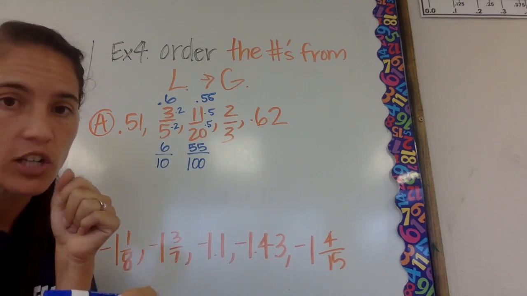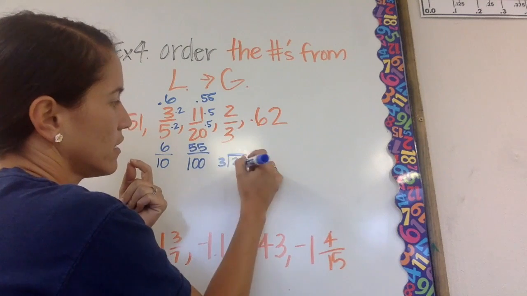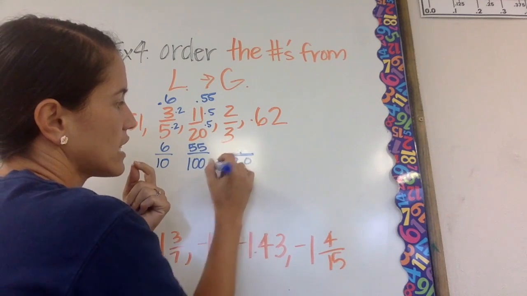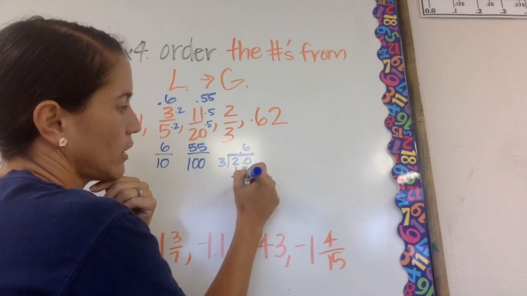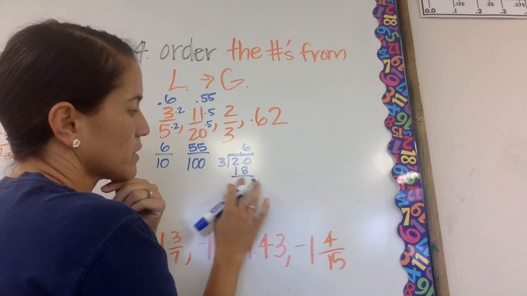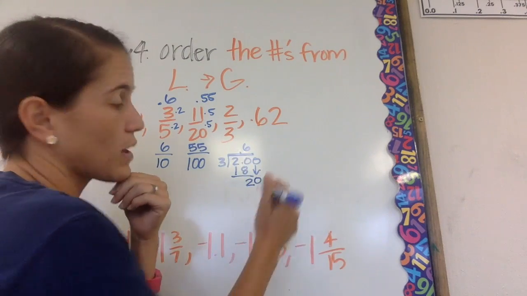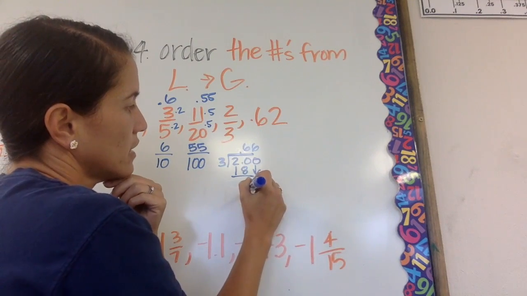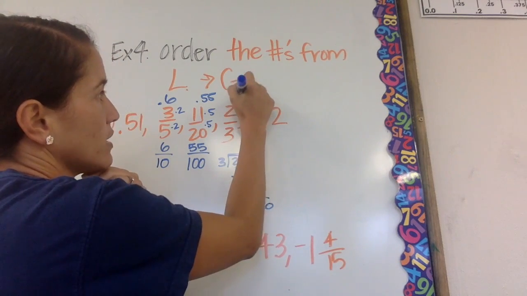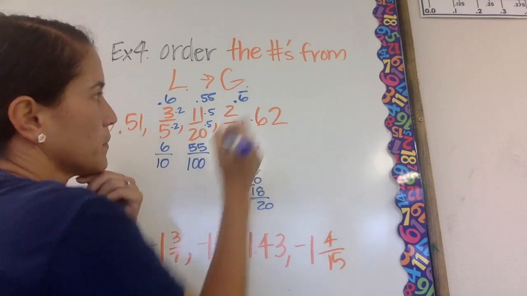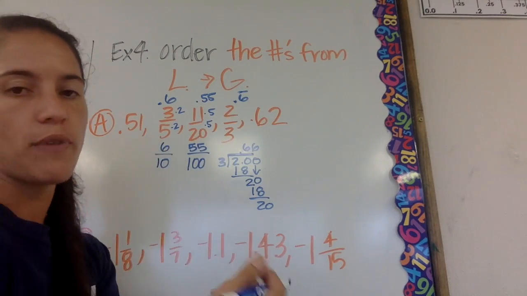Now 2/3, I can't just do that as quickly, so you can divide, and you see that 3 will go into 20 6 times, 18. So you're left with 2, bring down a 0. 3 will go into 20 6 times, and that's 18. So it's going to be a repeating decimal, 0.6 repeating. Okay, so I know that was quick, but I just showed you how to do that.